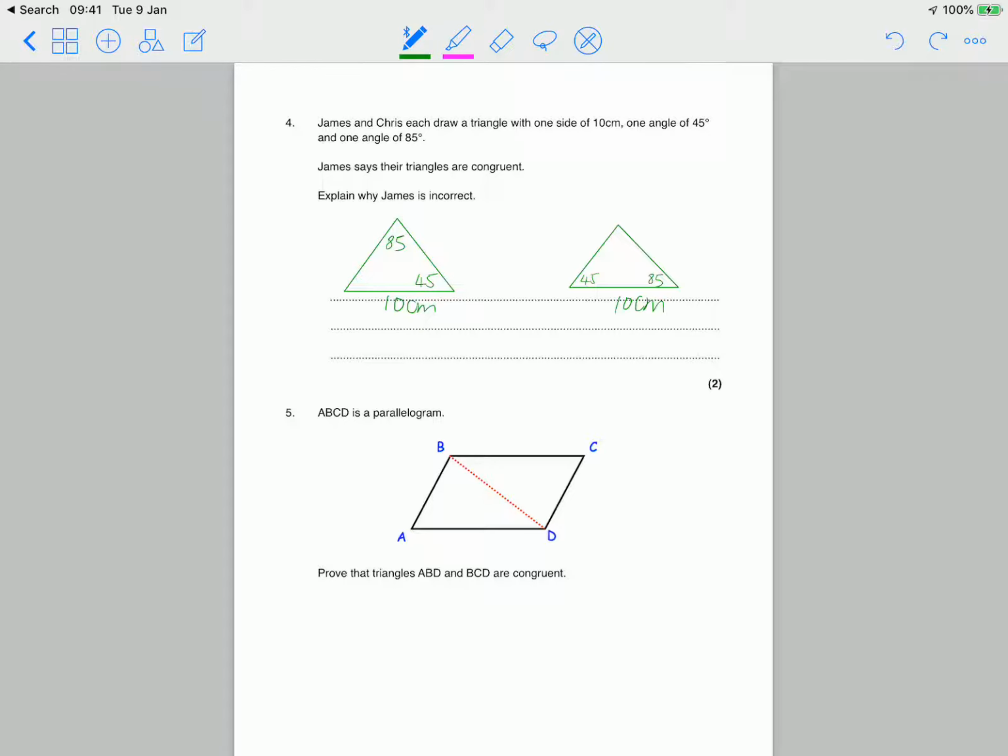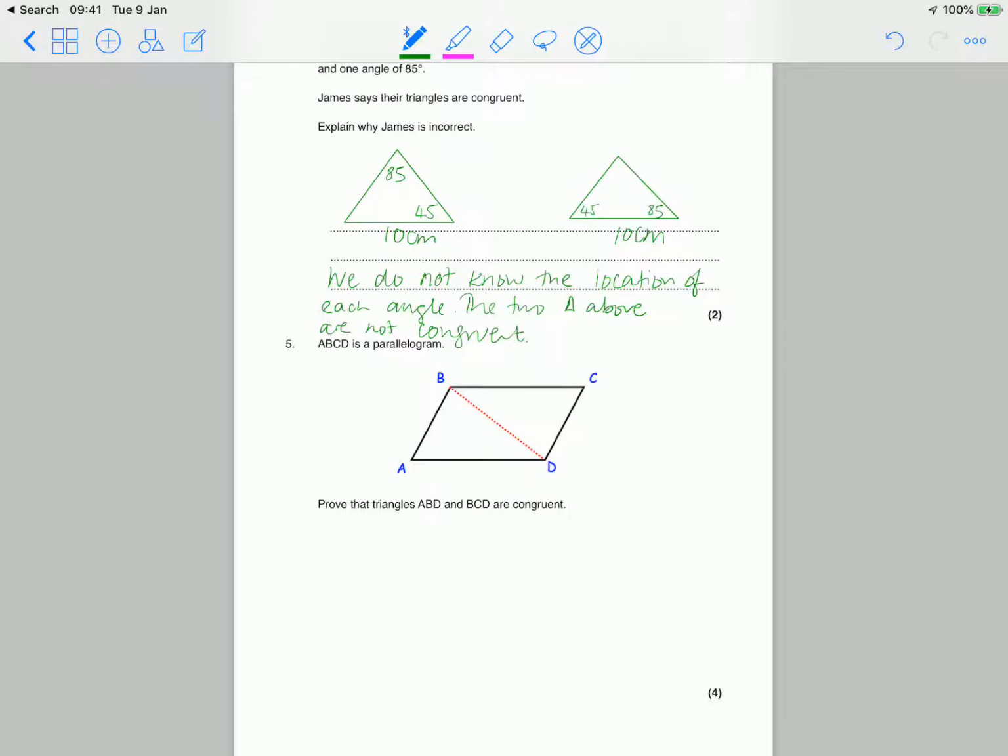So importantly, my explanation is going to need to say we do not know the location of each angle. The two triangles above, these are my examples. Two triangles above are not congruent because they have to be in a corresponding location, and these two aren't.